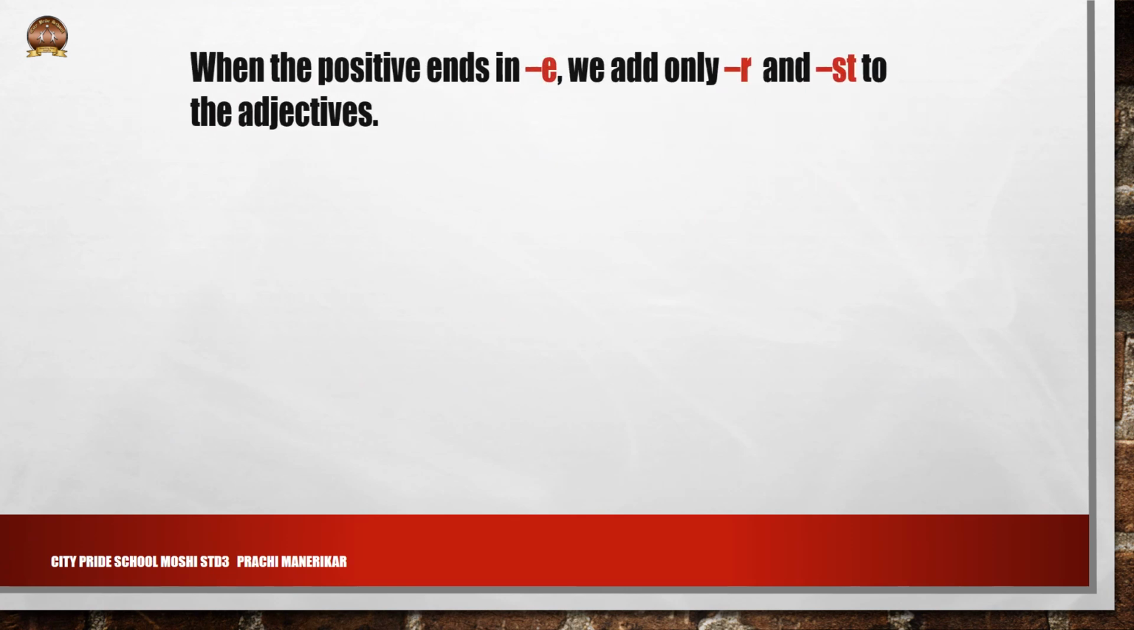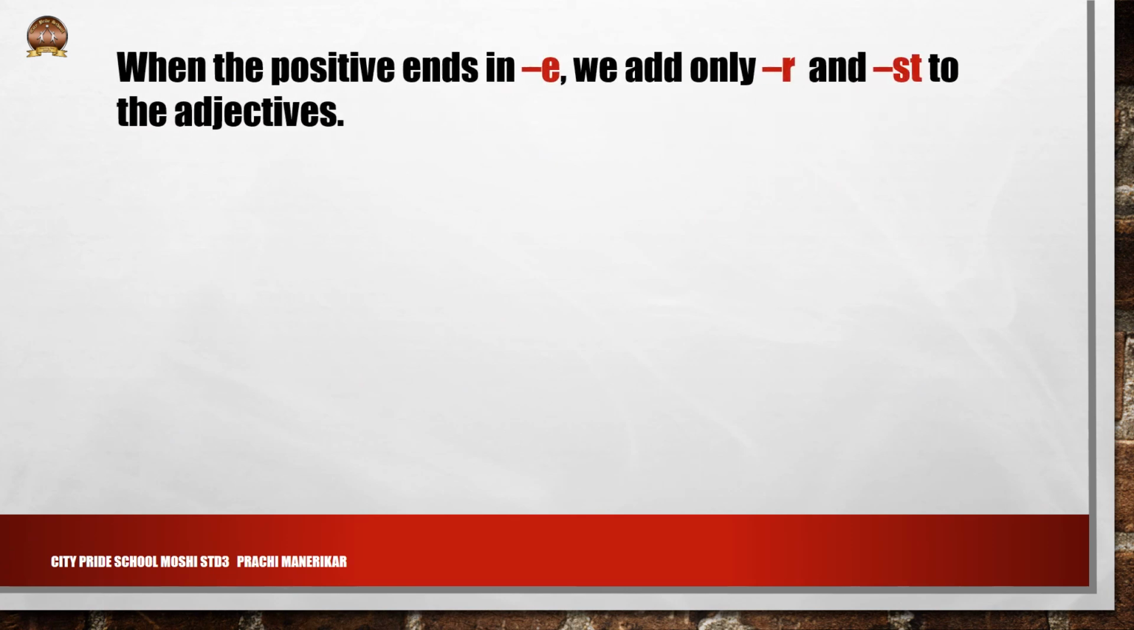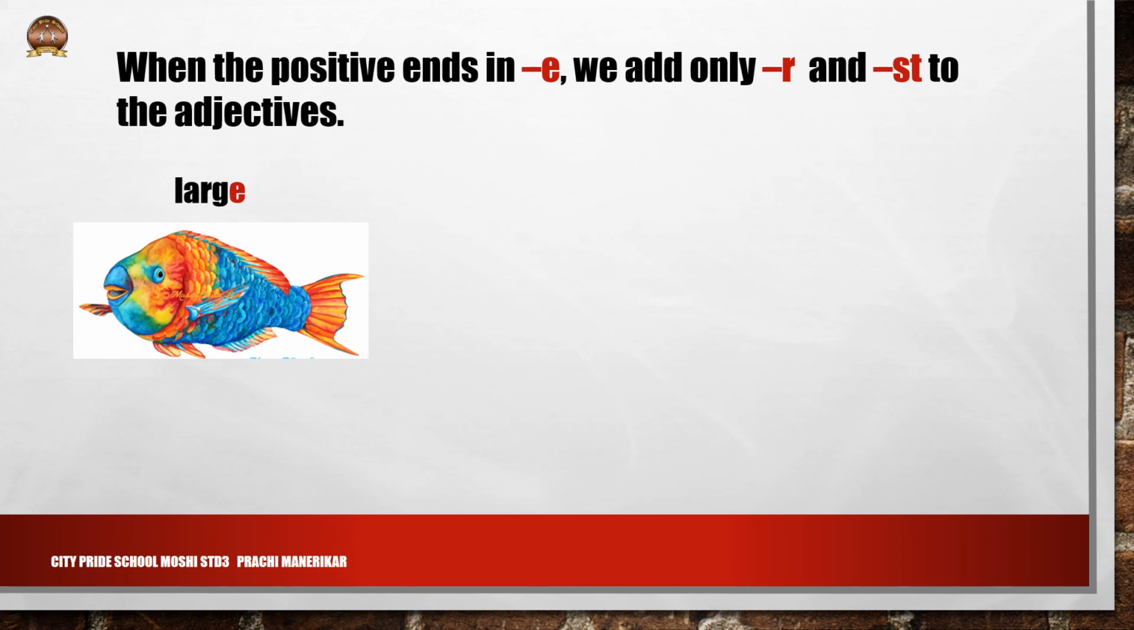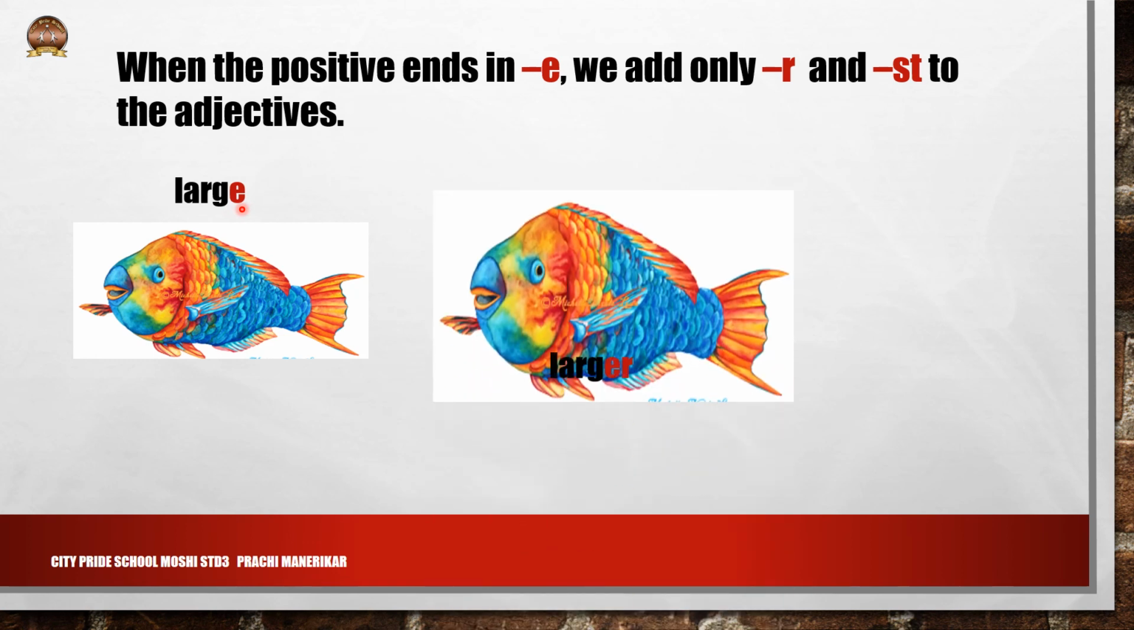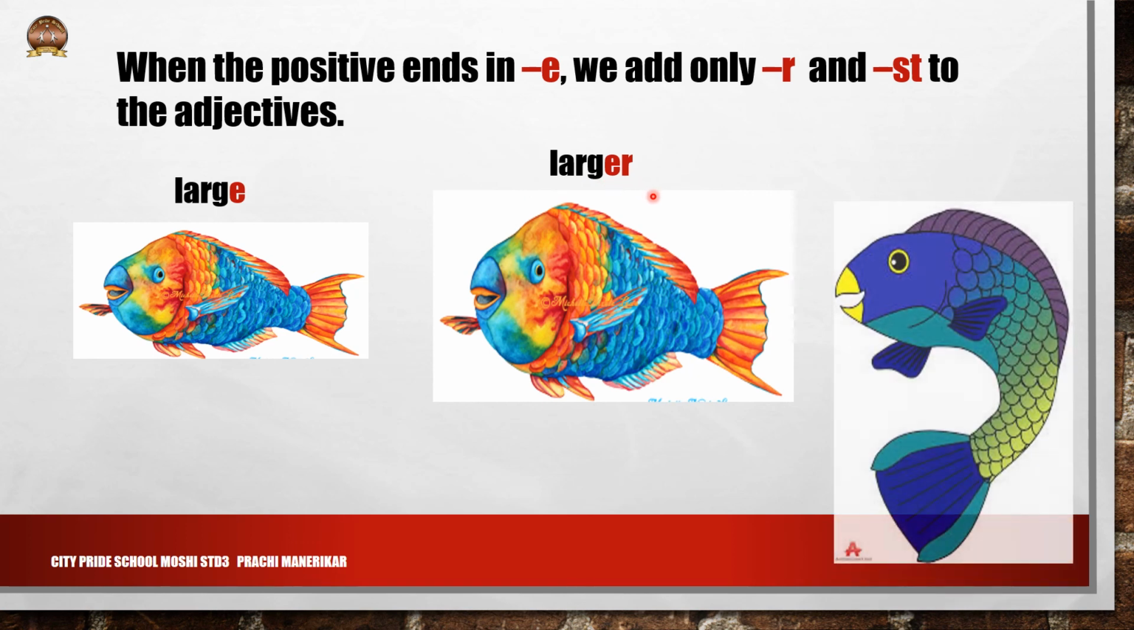Now the second rule. The second rule is when the positive ends in E, we add only R and only ST to the adjective to make it comparative and superlative. Now let's take an example. For example, large, L-A-R-G-E. The positive degree ends with a vowel sound E at the end. So whenever it ends with E, we just have to add an R to make it comparative. It becomes larger, L-A-R-G-E-R. This is the comparative degree.